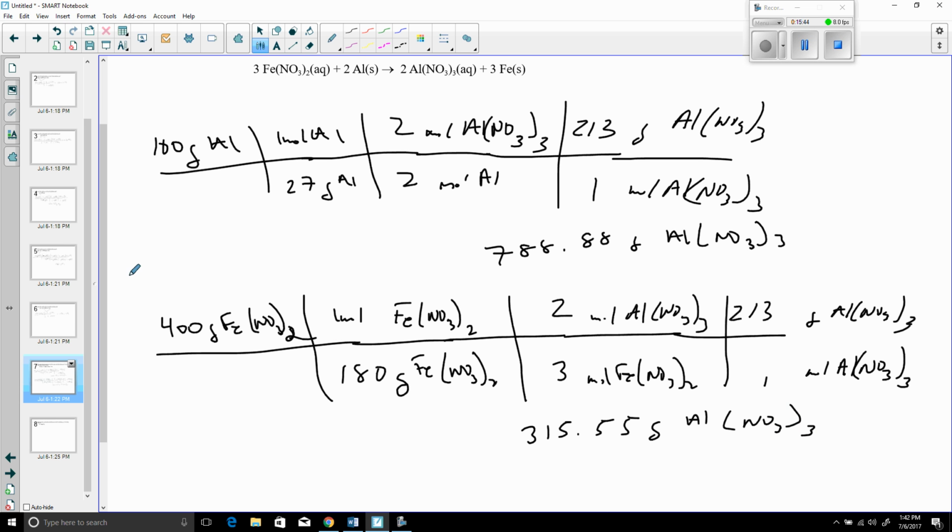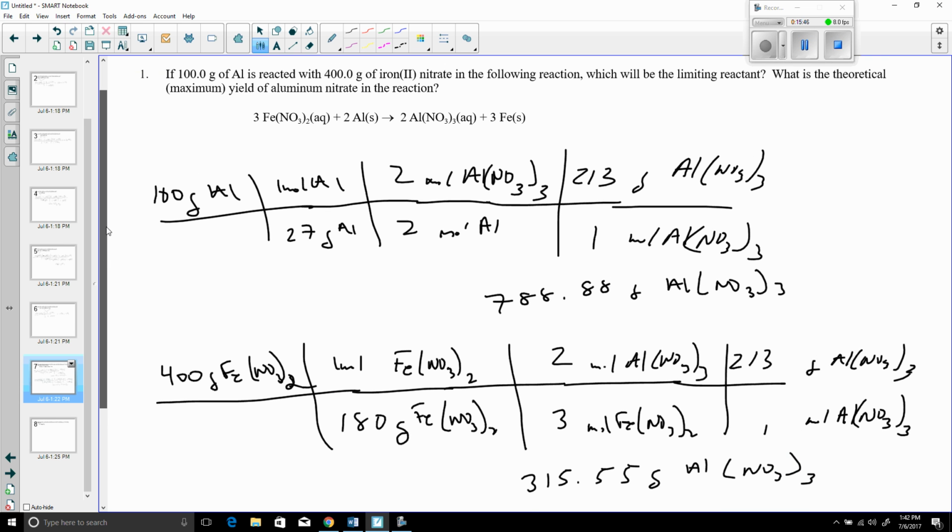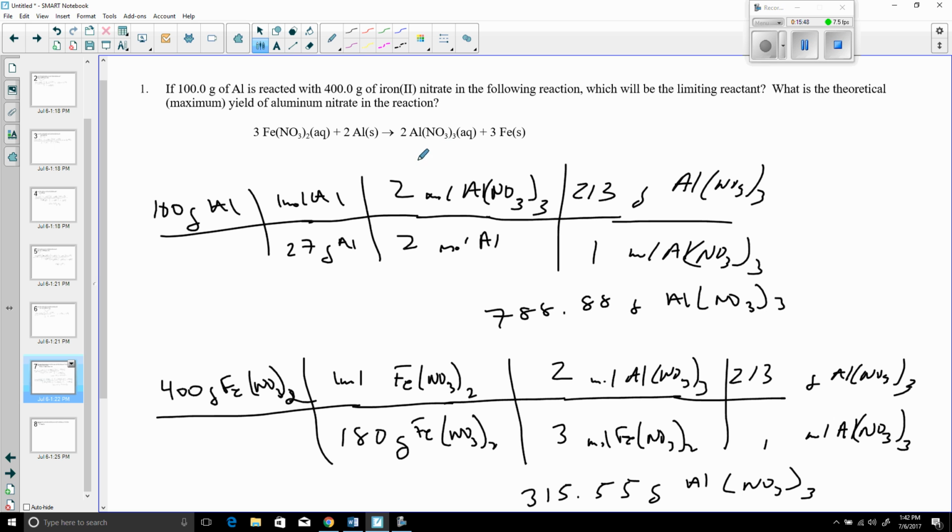So we go back to our question. Which will be the limiting reactant? Which produces the least amount of the product being aluminum nitrate? That's going to be our iron 2 nitrate. It produces less aluminum nitrate. What is the theoretical yield? It's the lower number. So the theoretical yield is going to be 315.55 grams.